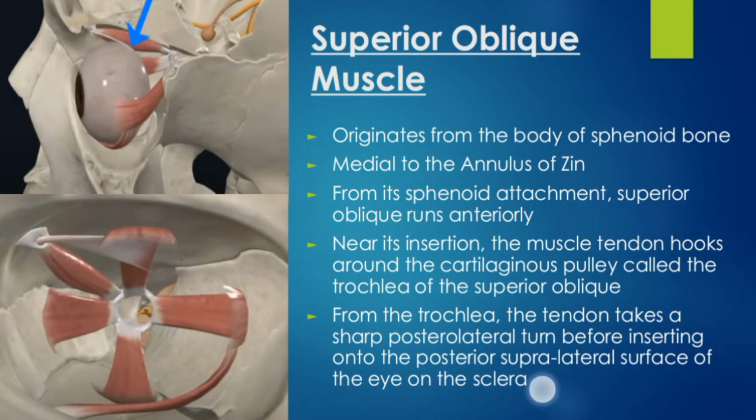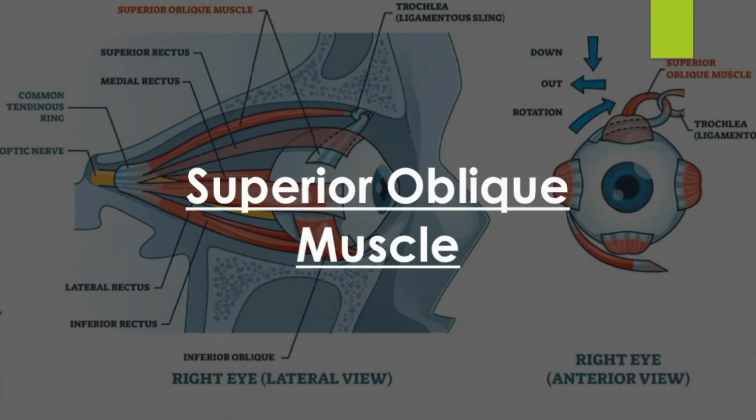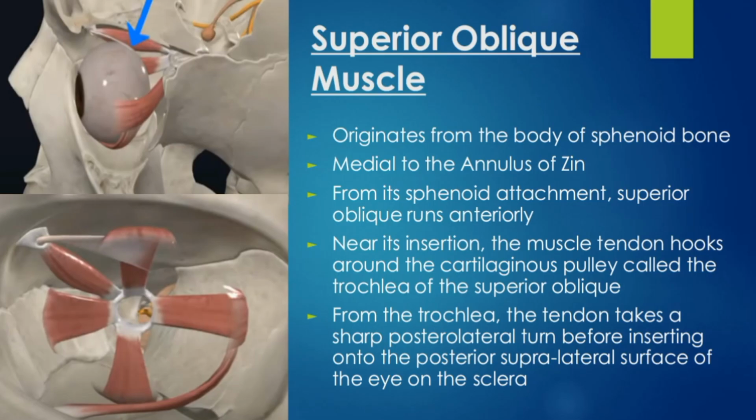So here they have mentioned posterior, that means the back side of the eyeball. Supralateral means the upper sclera, away from the nose, so that is towards the outer temporal side. So there it gets its insertion. So this is how the origin and insertion of the superior oblique muscle is.